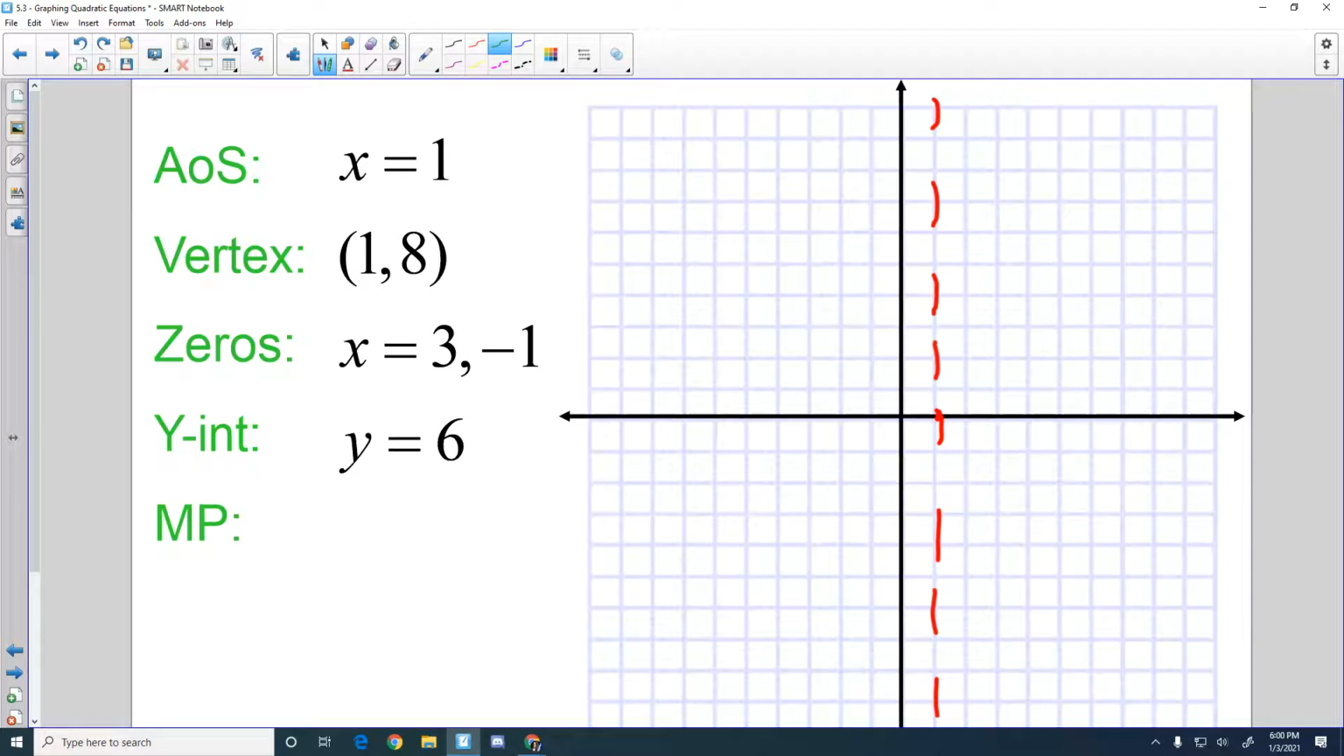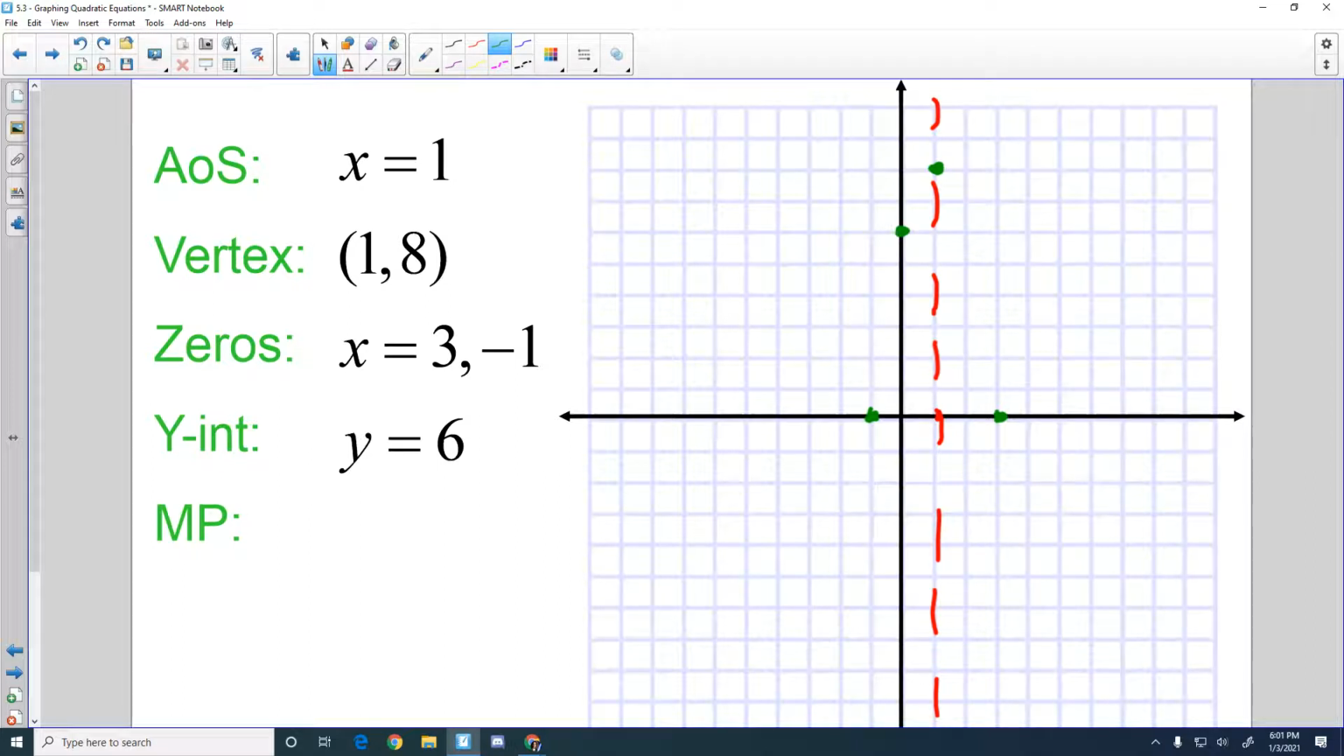Vertex is at (1, 8). So I go right 1 and up 1, 2, 3, 4, 5, 6, 7, 8. So that's the vertex of the parabola. The zeros, or the x-intercepts, are at 3 and negative 1. So on the x-axis, I go to 3, 1, 2, 3, put a dot. I go to negative 1, put a dot. Those 2 points should always be the same distance away from the axis of symmetry, right, because it splits them down the middle. And then the fourth thing we're going to plot is that y-intercept at 6. So on the y-axis, go up 1, 2, 3, 4, 5, 6, and put a dot.